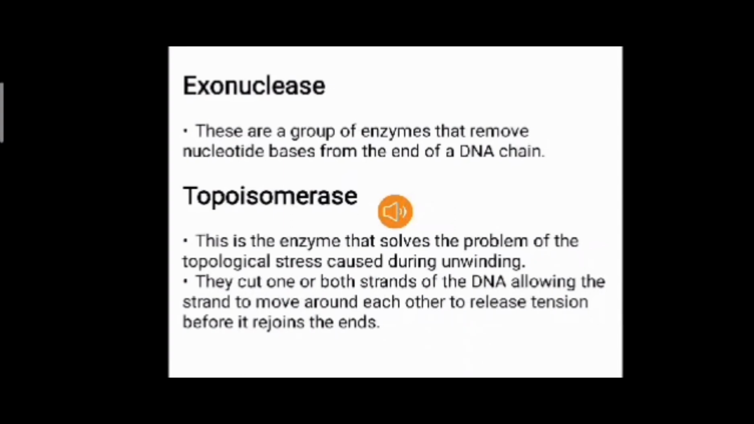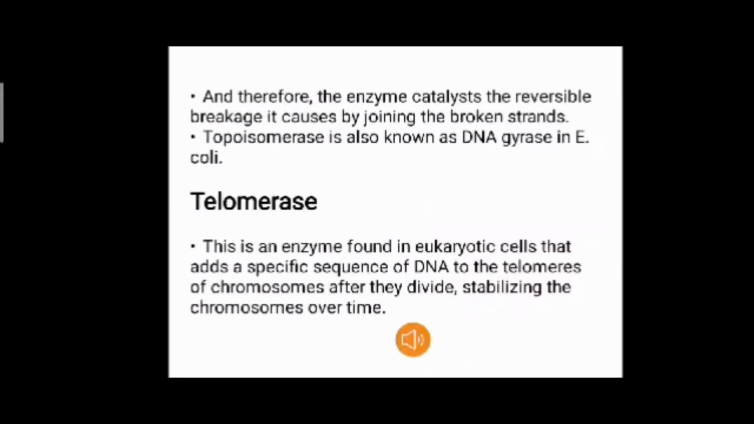Topoisomerase. This is the enzyme that solves the problem of the topological stress caused during unwinding. They cut one or both strands of the DNA, allowing the strands to move around each other to release tension before it rejoins the ends. And therefore, the enzyme catalyzes the reversible breakage by joining the broken strands. Topoisomerase is also known as DNA gyrase in E. coli.